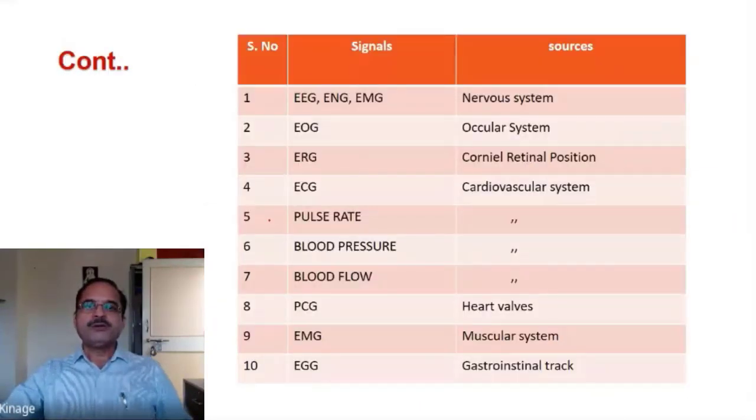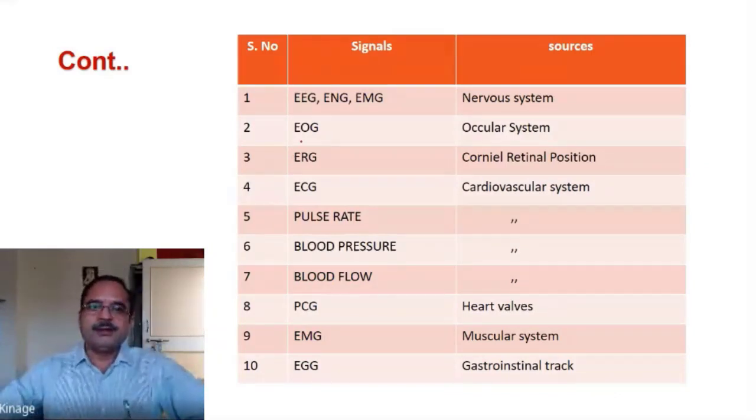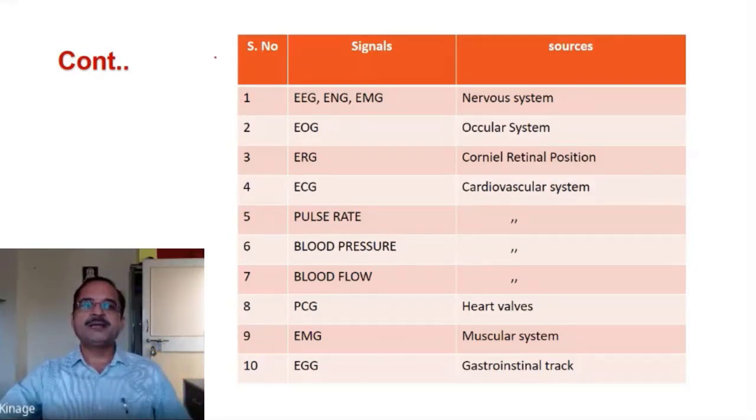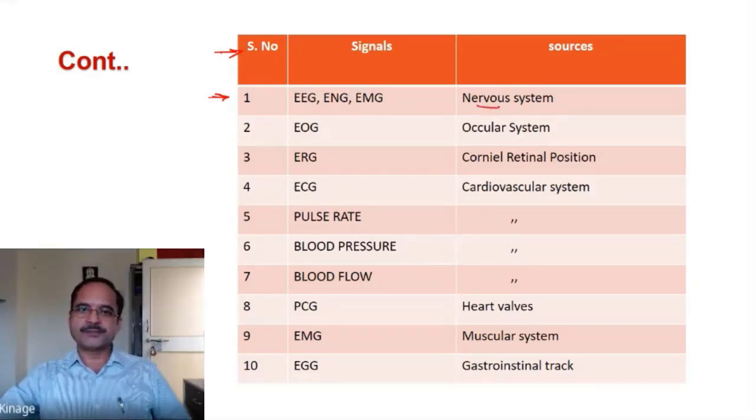Okay. Now this table, it is giving the list of some of the biomedical signals. Okay. And what are the corresponding sources? So the first point, it is ENG, electroencephalograph, ENG, that is the electroneurograph, and EMG, electromyograph. So the origin of these signals is the nervous system. Then EOG, that is electrooculograph. It is the ocular system. That means corresponding to our eyes.